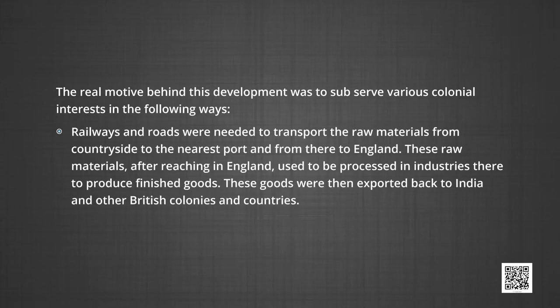Number one, railways and roads were needed to transport the raw materials from countryside to the nearest port and from there to England. These raw materials, after reaching England, used to be processed in the industries there to produce finished goods. These goods were then exported back to India and other British colonies and countries.